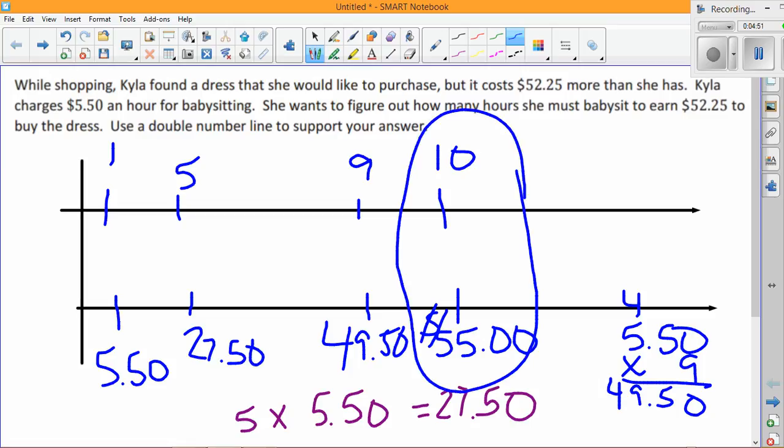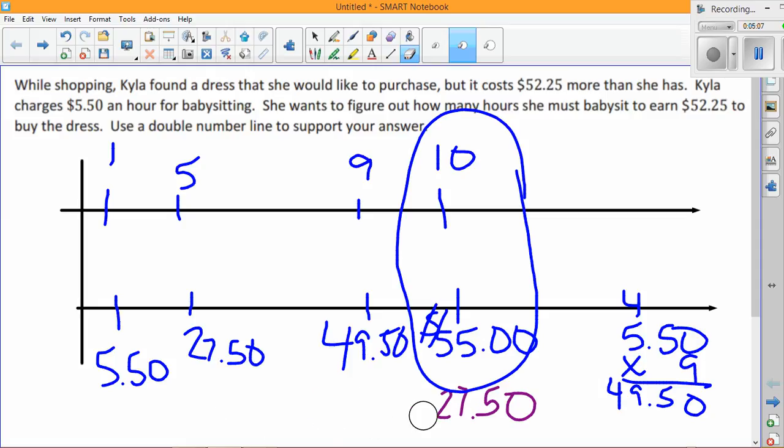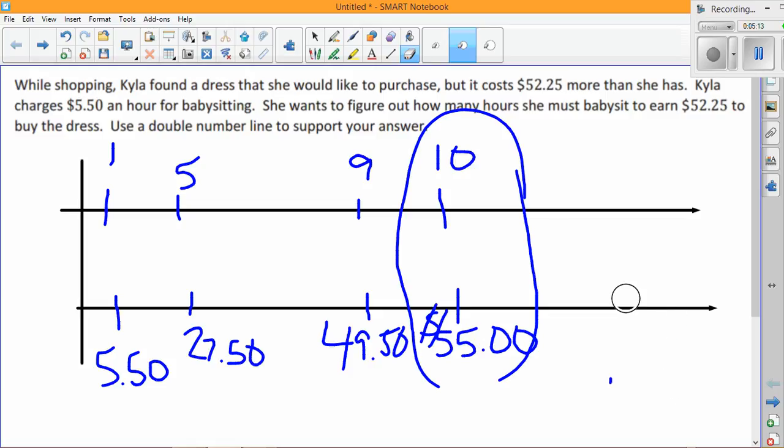So instead of going by ones, you can pick your numbers. You can use the value of the ratio. You can use your unit rate, which is $5.50 per hour, to figure out how many hours she must work. And that's all a double number line diagram is. It's just like a ratio table. You're doing different units on the top and the bottom and writing where they meet.